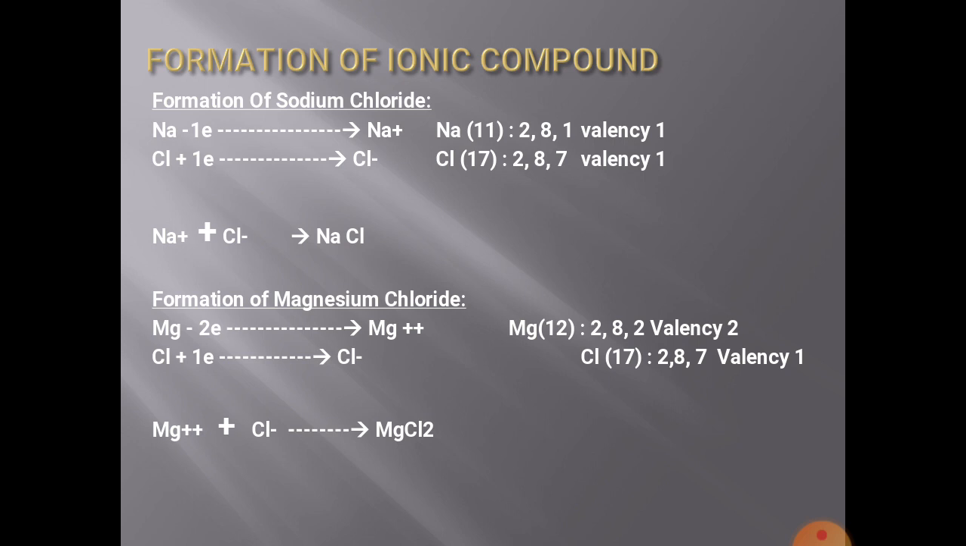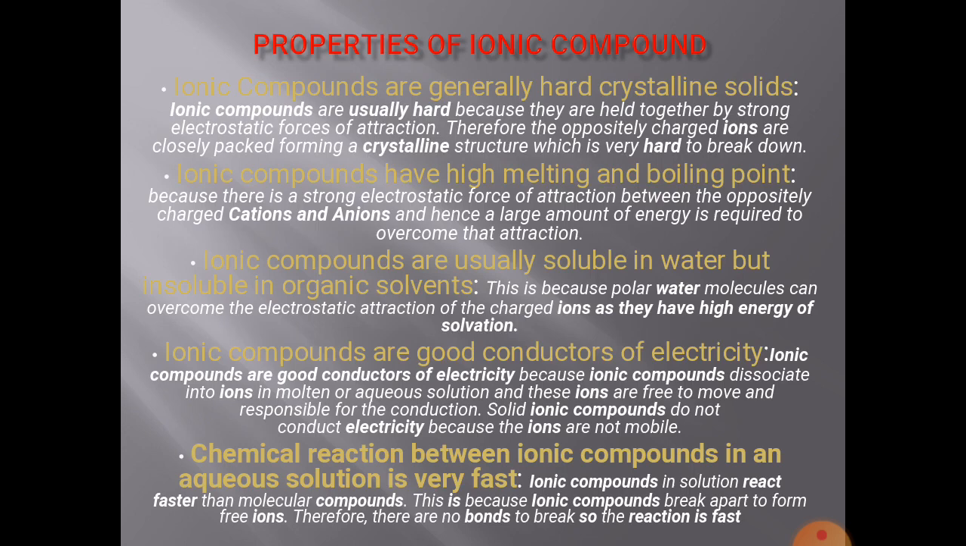Formation of magnesium chloride. Magnesium, if you see, the atomic number is 12, its configuration is 2, 8, 2, and its valency is 2. So it loses those 2 electrons to form Mg2+. Chlorine, again, as usual, I told you, has valency 1. So it gains that 1 electron to form Cl-. So magnesium has valency 2, chlorine has valency 1. So again, they are held together with electrostatic force, and the formula is MgCl2. So it forms a compound.